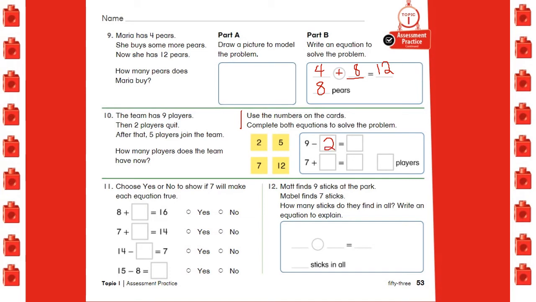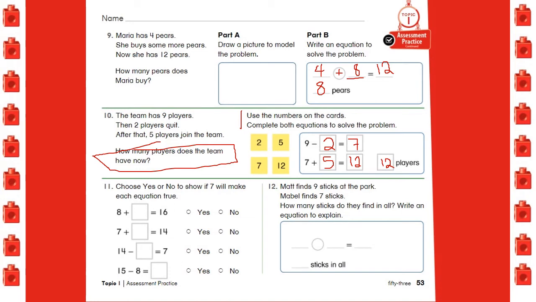9 minus 2 equals 7, and then 7 plus 5 equals 12, and it's not finished. Because the question is, how many players does the team have now? The answer is 12 players.